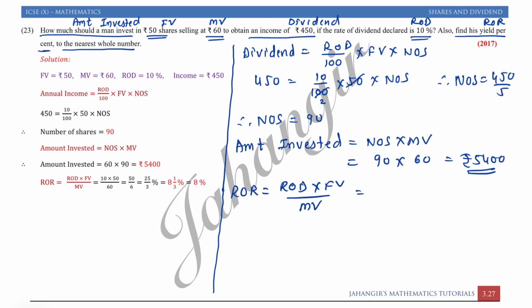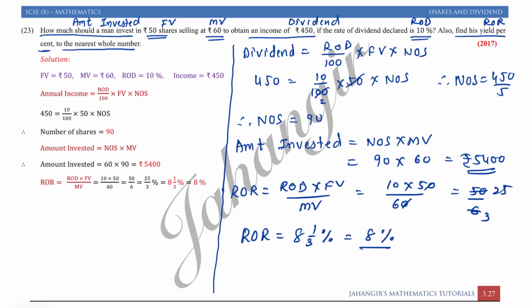So rate of dividend is 10% into market value is 50 upon 60. So 0 will get cancelled. 50 upon 6. 2 3s are 2, 2 5s are. So 25 by 3. So therefore rate of return is 8 1 by 3%. To the nearest whole number is 8%.